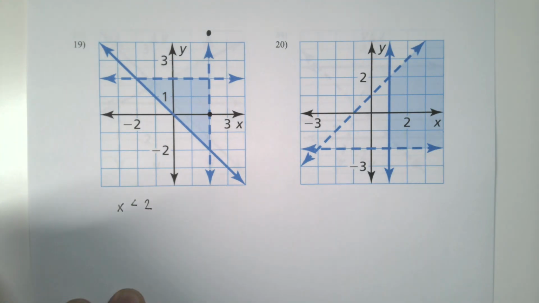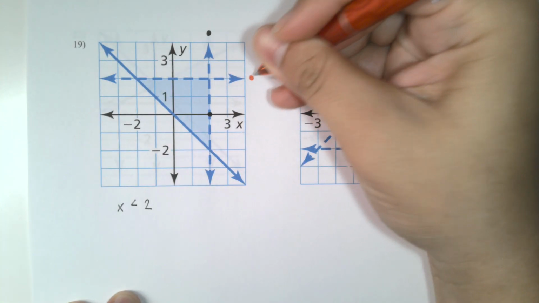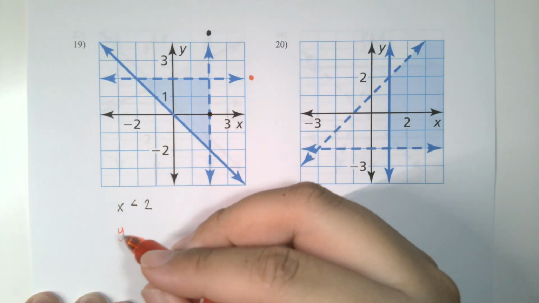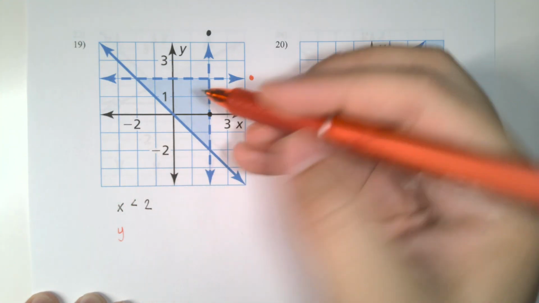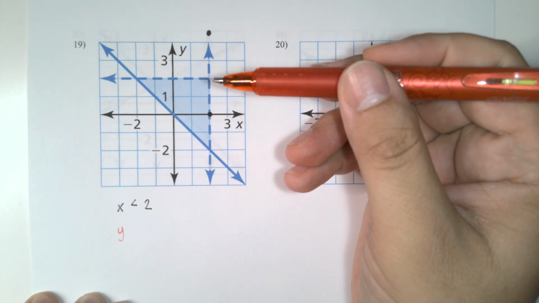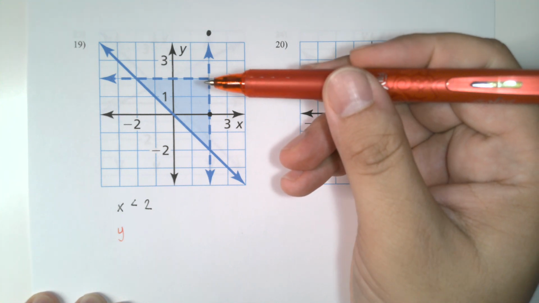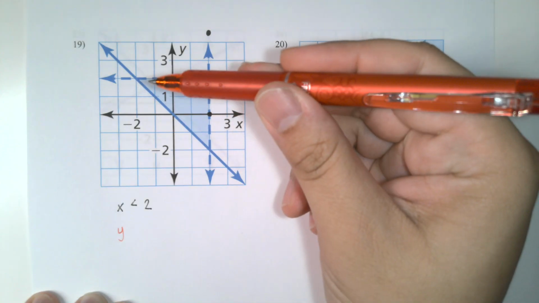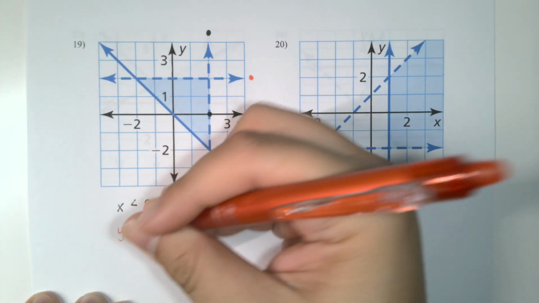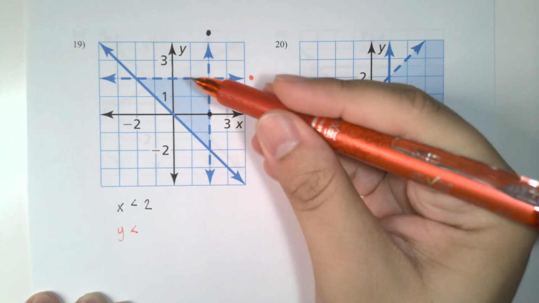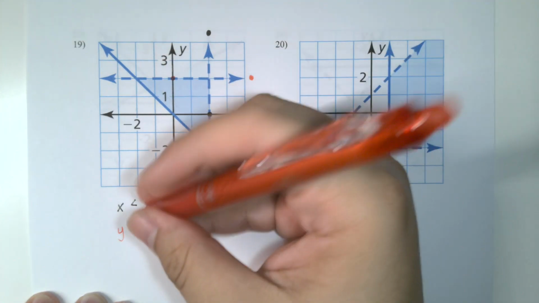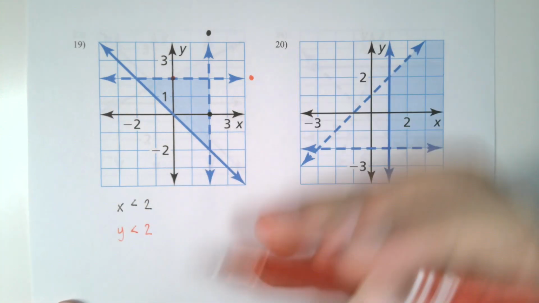Next, I'll do this horizontal line. All right, so we know that because it's a horizontal line, it's going to be y. It's dotted, so it's going to be either a less than or a greater than, but not equal to. And because it's shading below, we know this has to be less than. And now we notice that the y-intercept of this is 2. So we have y is less than 2.